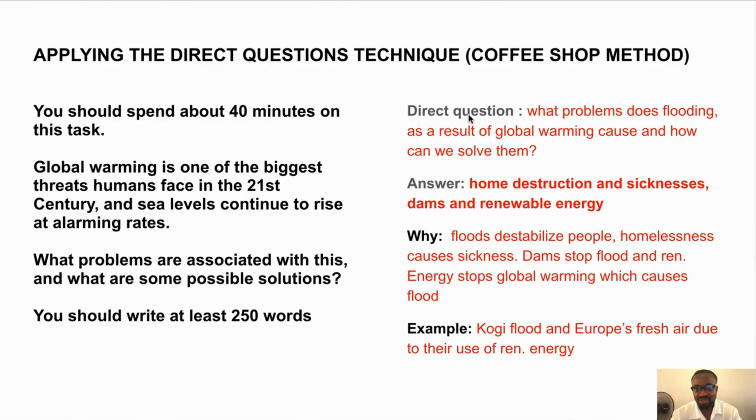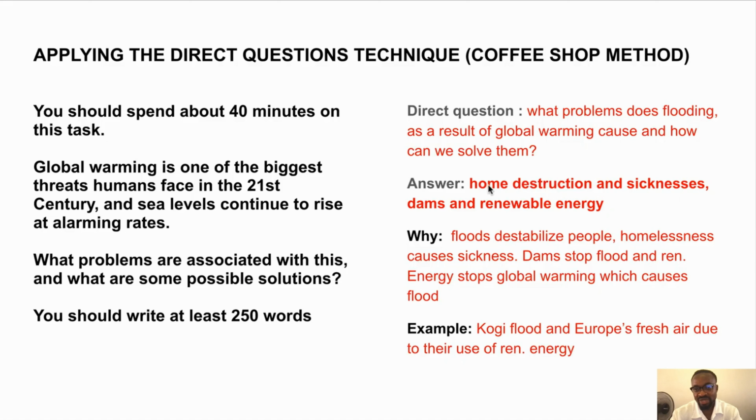So, what is an answer to this direct question? The problems flooding causes include home destruction and sicknesses, while the solutions to these 2 problems are dams and renewable energy. If you notice what I did here, I didn't write full sentences, and in the exams, I wouldn't even advise you write at this level. You should try to use shorthand as much as possible.